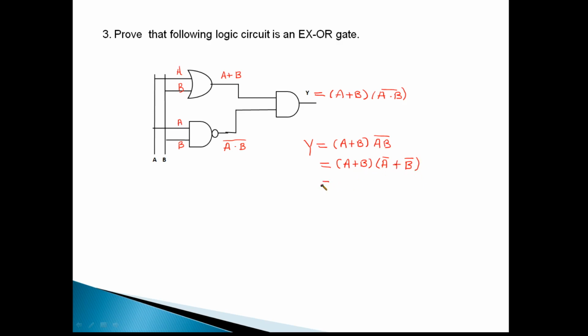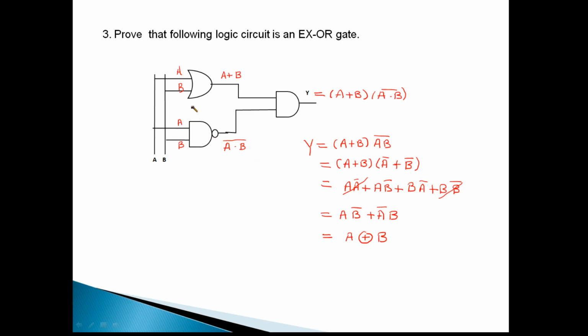Let us multiply the two brackets. So A A bar, then A B bar plus B A bar, then plus B B bar. Now you know the Boolean identity, A dot A bar is 0. So B dot B bar is also 0. So these two terms will get cancelled, and what remains is A B bar plus A bar B, which is nothing but an XOR operation, A XOR B. In this way, we have proved that the given logic circuit is an XOR gate.